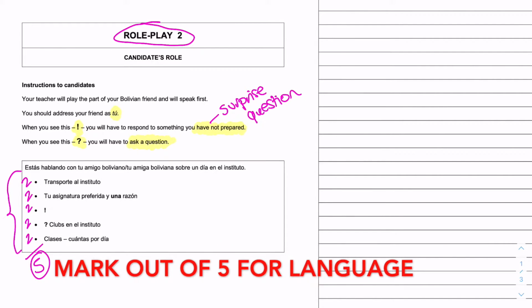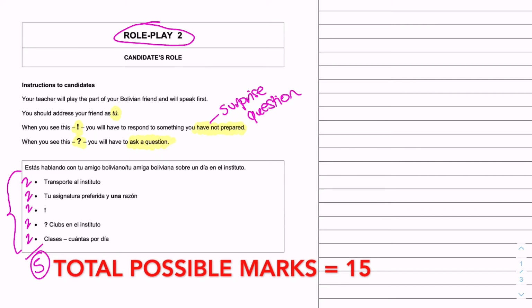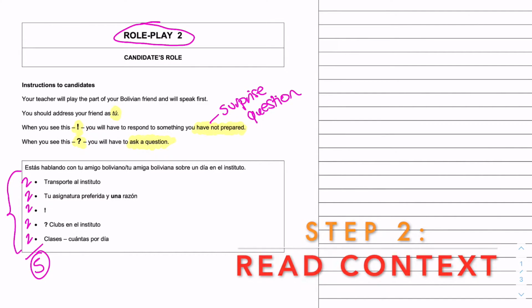So is your Spanish good? Are your verbs conjugated properly? And does what you say make sense? And you get another mark of 5. So the whole thing is out of 15. So the first thing we've done is we've read through the task itself. And the second thing that I would do is read through the context really carefully.